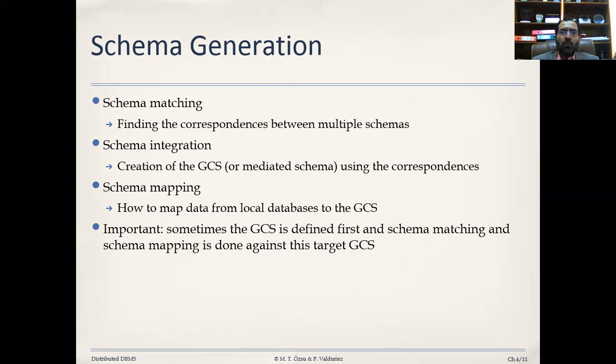Schema mapping: how to map data from local databases to GCS. Sometimes the GCS is defined first, and schema matching and schema mapping is done against the target GCS. You have many ways to solve your problem.